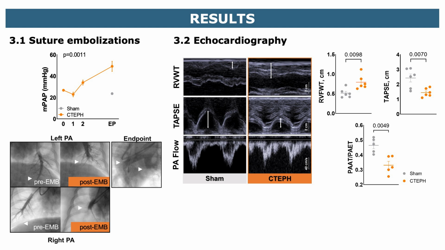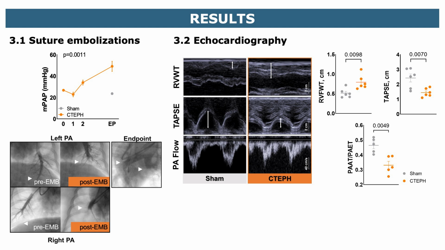Regarding now the results obtained during the suture embolization into the left and the right pulmonary artery, we see clearly an obstruction of the branches, and also at the endpoint, we see that there is an occlusion of these 2 branches of the pulmonary artery. Also, during the implementation of this protocol, we saw a sustained increase in pulmonary artery pressures.